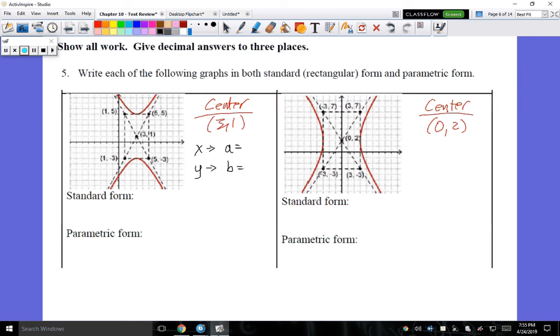So A, let me color coordinate this. A is going to be this jump to the left or right from that center point. Okay, so that looks like it's going to have a jump of 2 units. So A is 2. And then B-wise, it looks like we have a jump from 3, 1 all the way to 5, 5. So from 1 all the way to 5, that's a jump of 4. So it looks like B is going to be 4.